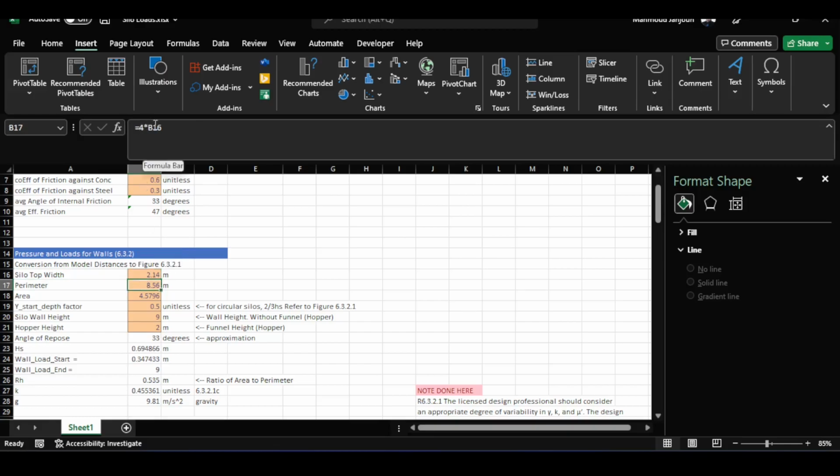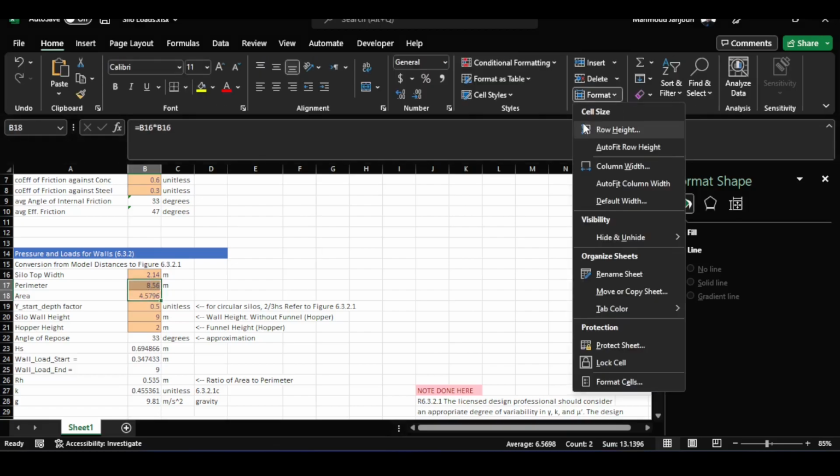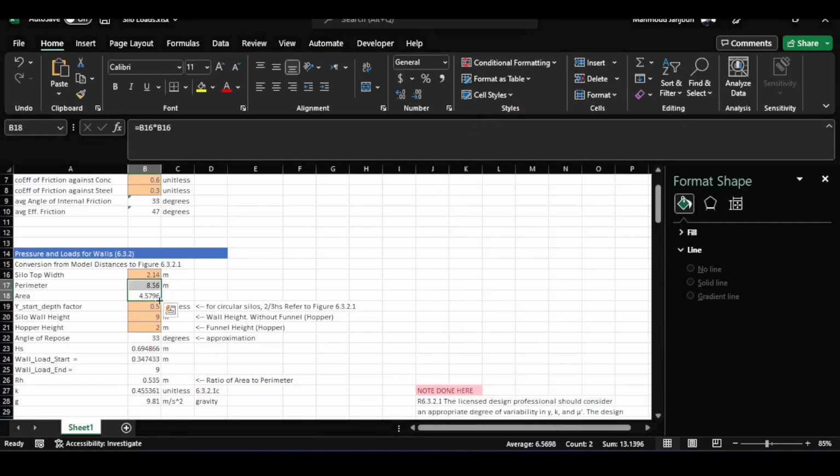Notice that I'm using 4 multiplied by the width because I'm assuming a square silo. And the area. Those are calculations. I should basically format from that because I said that this is basically calculations.